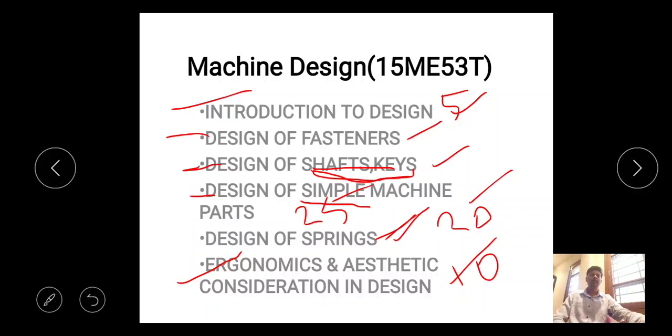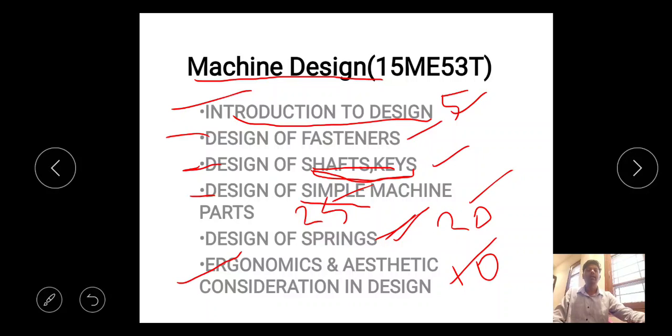So now in this part of the lecture, we will be starting with the first unit, that is introduction to design. In this unit, we are studying what machine design is, and the types of design. Then we are studying the basic things and prerequisites required for studying this whole subject. This first unit consists of only 5 marks, so 5 marks of theory will be asked.